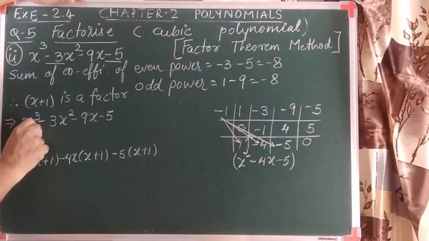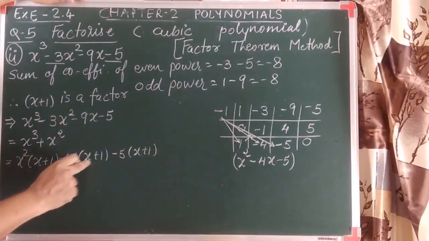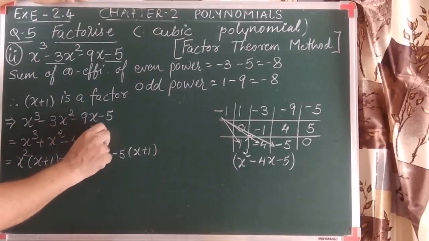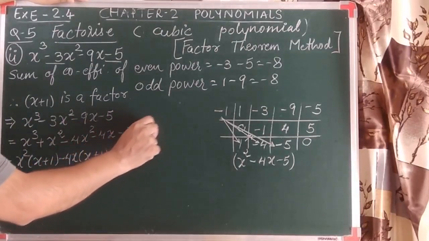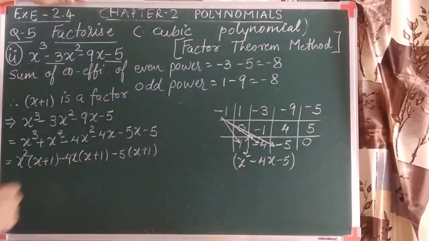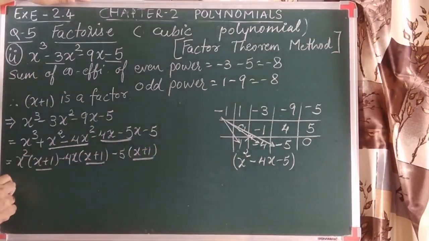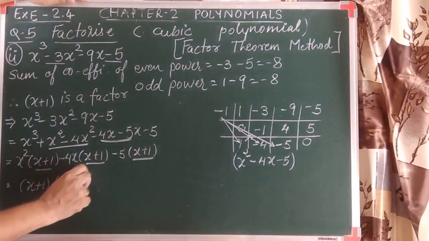So it comes x cube plus x square. Now minus 4x should multiply, so minus 4x square minus 4x. Now minus 5 should multiply with the bracket: minus 5x minus 5. So you can see that this is the splitting of minus 3x square and this is the minus 9x. So one of the factors is x plus 1 which is common, and another is x square minus 4x minus 5.